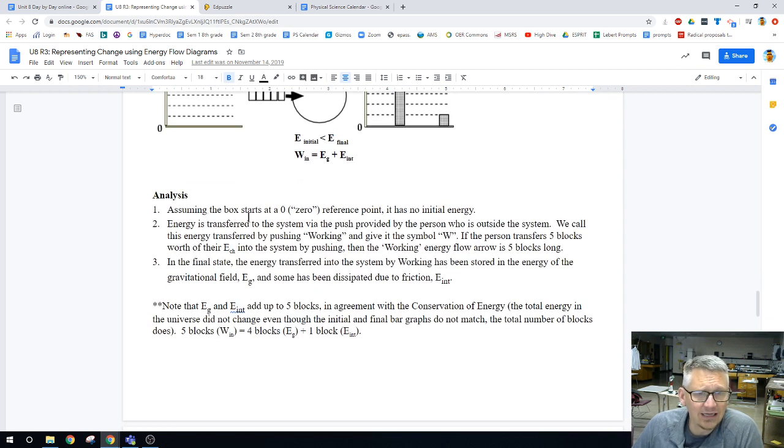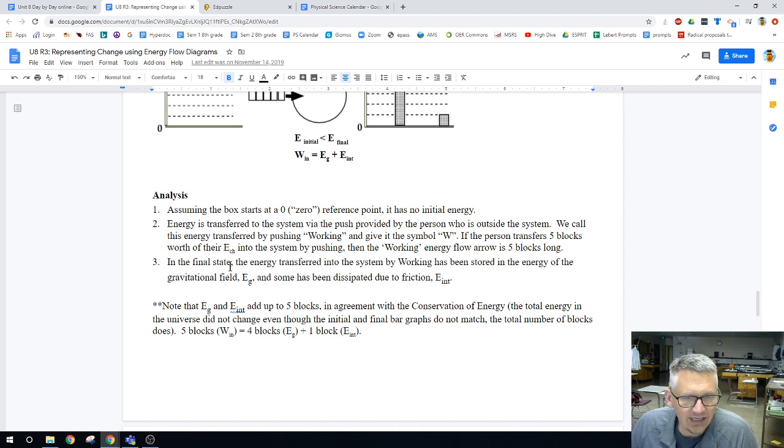Analysis. Assuming the box starts at the 0 reference point and has no initial energy. Energy is transferred to the system via a push provided by the person who is outside the system. We call this energy transfer by pushing working and give it the symbol W. If the person transfers 5 blocks worth of their chemical energy into the system by pushing, then the working energy flow arrow is 5 blocks long.